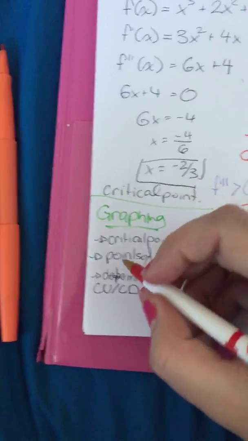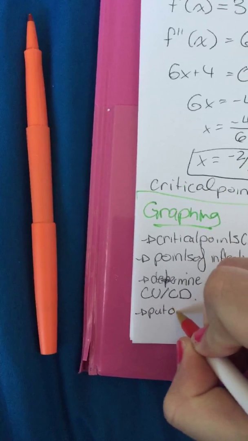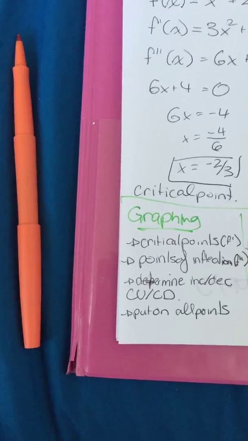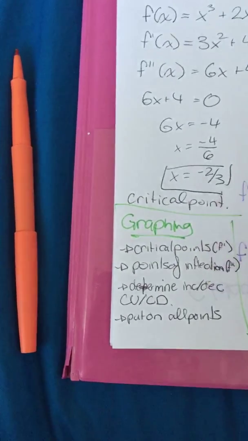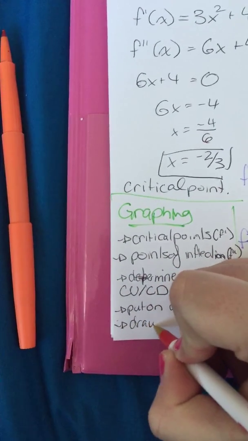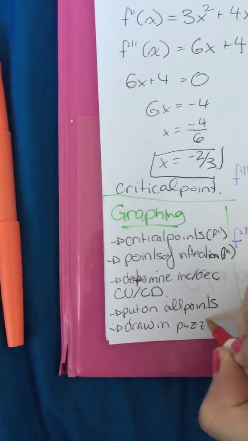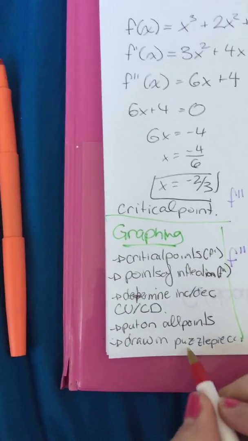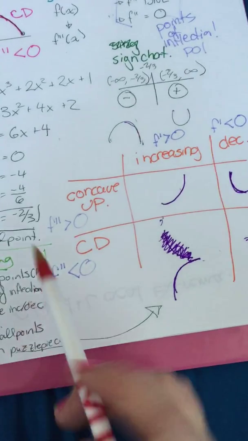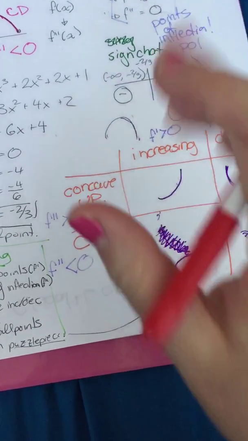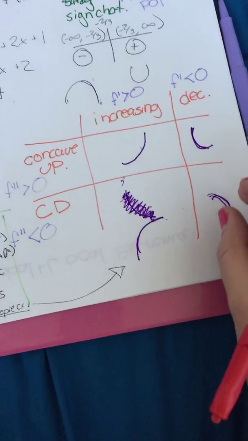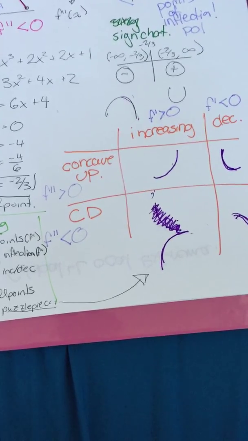So while we're graphing, we put on all points. So basically you draw all the points that you need. So all the critical points, all the points of inflection, you put them on and you label them. Then you just draw in puzzle pieces. And by puzzle piece, I mean these things. So you just take this and you drop it in. You're like, oh, from here to here, we know it's concave up and increasing. I'm going to stick that in. From this point to this point, I know it's going to be concave down and decreasing. So I'm going to take this thing and go in there. And it's really pretty easy.